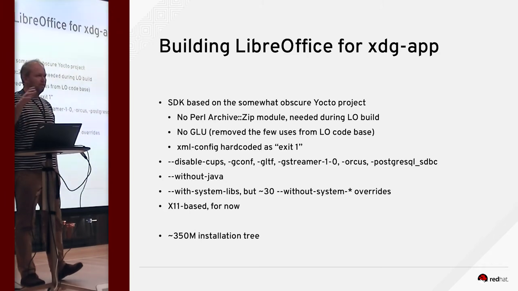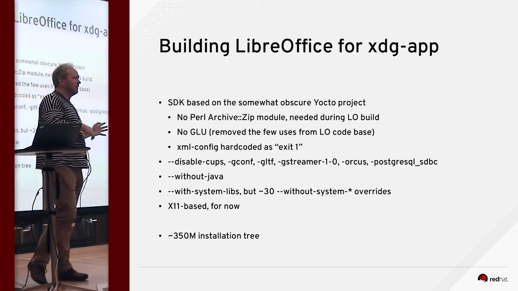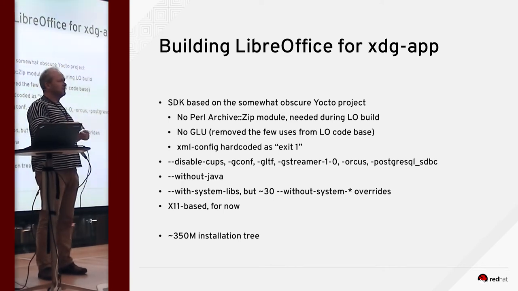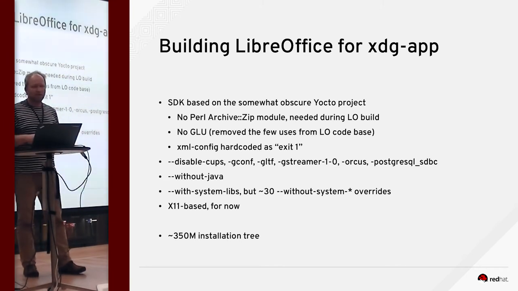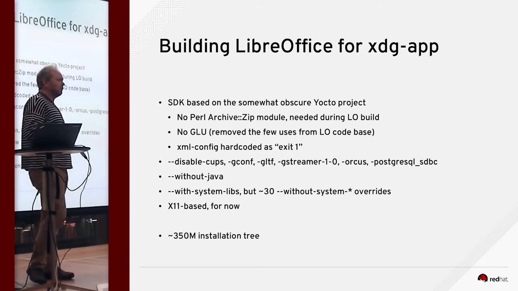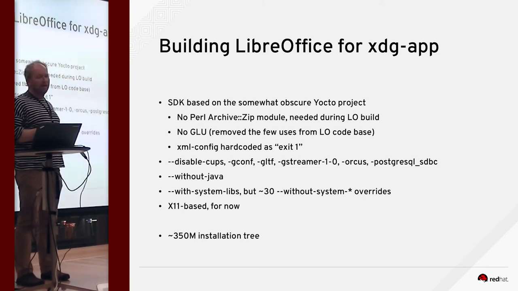Most of the things we depend on from the system, we can use the actual system ones. There are about 30 cases where things are not available in the runtime platform, but where we have these external libraries bundled, and so we use those. This is still X11 based, moving forward toward Wayland. For now X11. What falls out of all that is a not-that-small bundle of about 350 megabytes. So that's what users would then need to download.